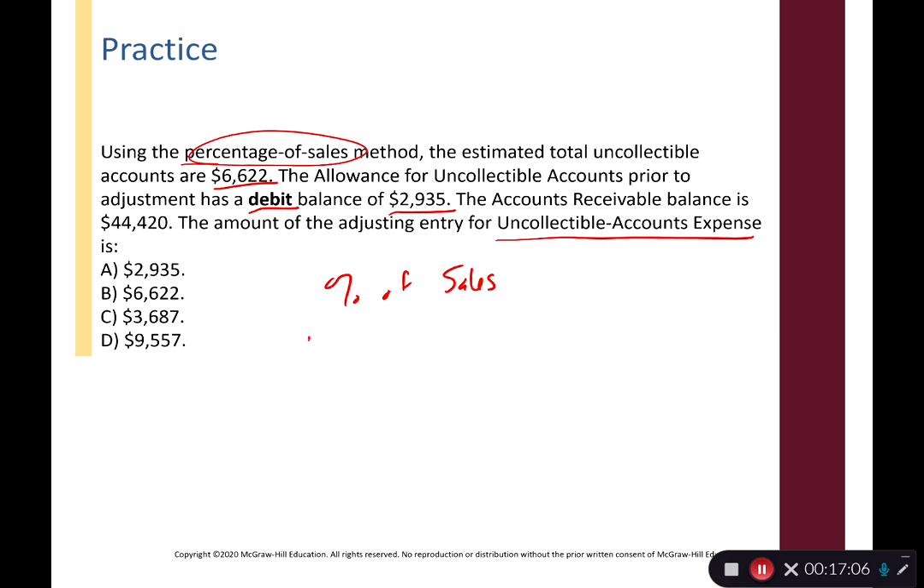What are the 2 steps? Step 1 gets me BDE. Step 2 gets me ending allowance. What does it want? It wants uncollectible accounts expense, which is a synonym for bad debt expense. In this method, we would take a percent uncollectible times the credit sales. What messes students up on a question like this is we've done the work for you.